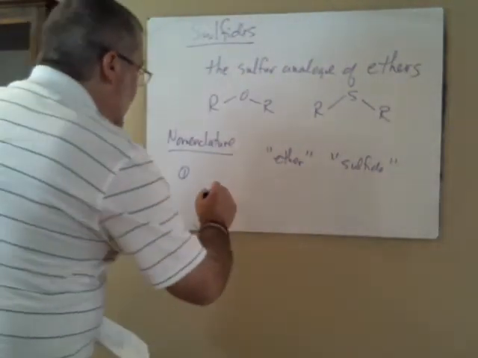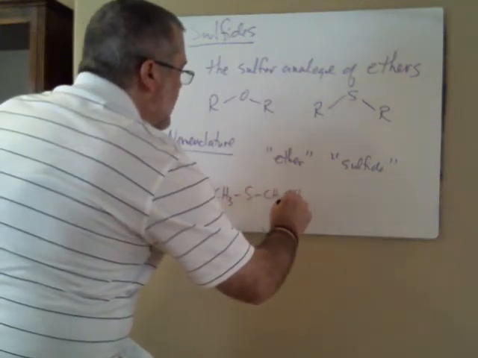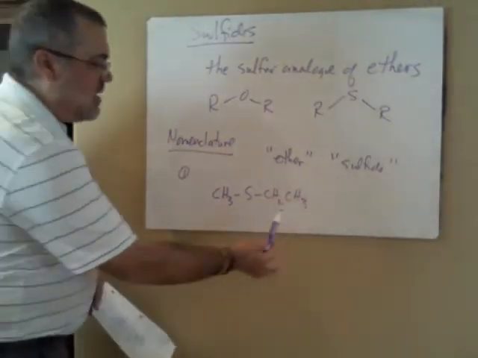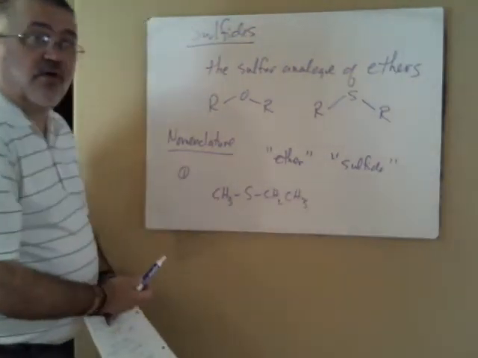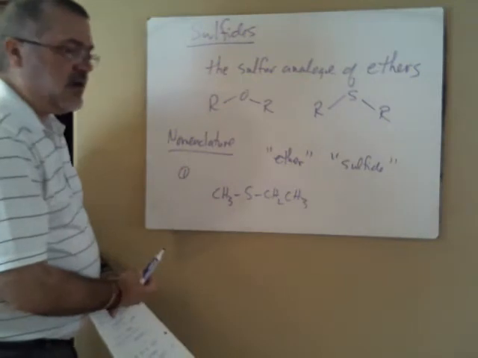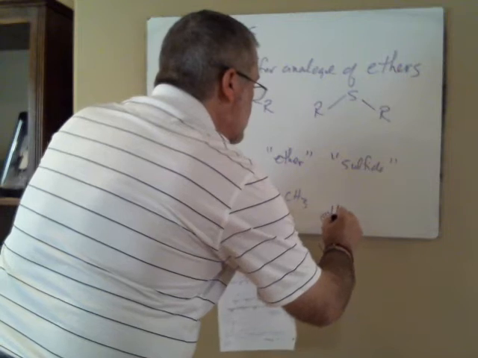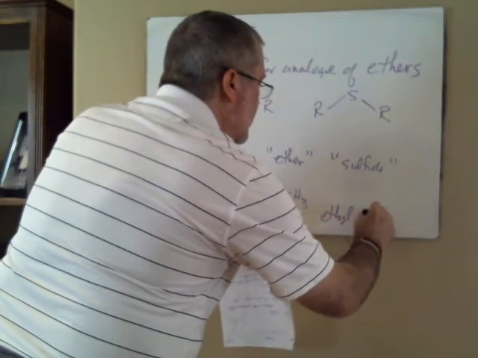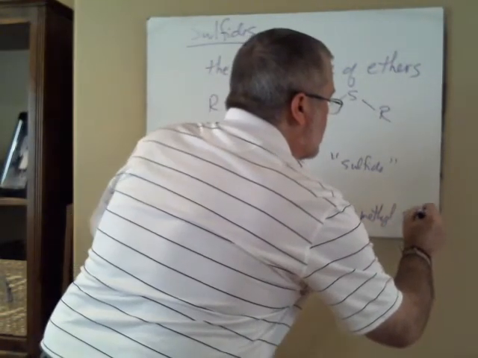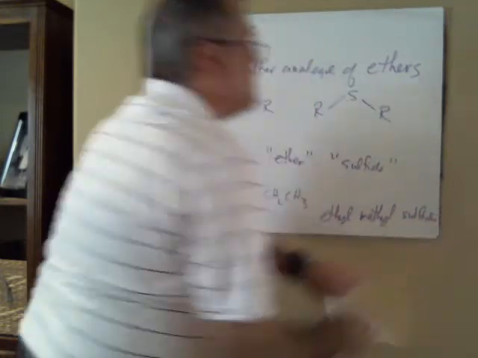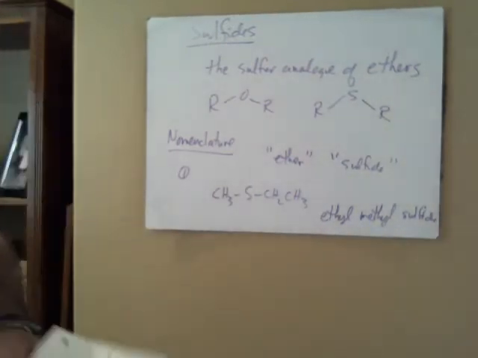So, for example, if I had this sulfide, I would just name the two residues and then put the word sulfide at the end. Okay? And so this would be ethyl, right? Space methyl. Those are the two residues. And then the word sulfide. Ethyl methyl sulfide. Okay? Just naming the two residues.